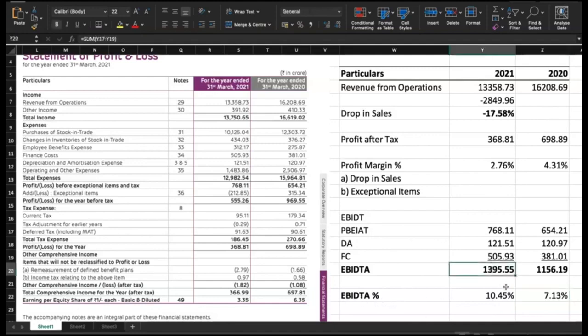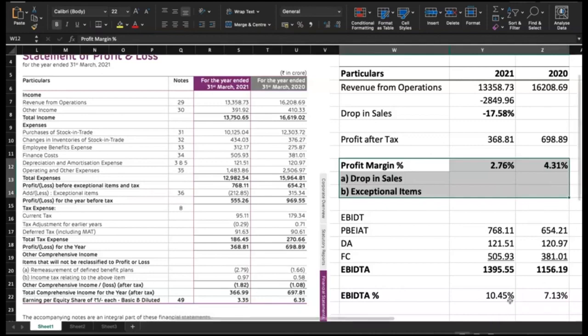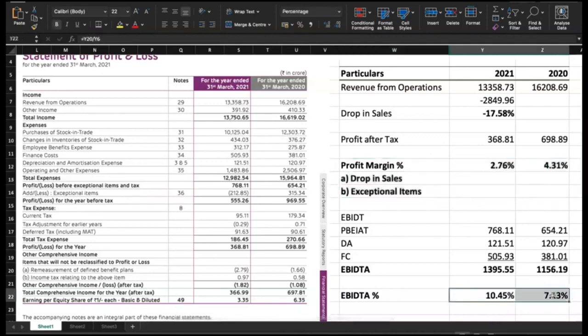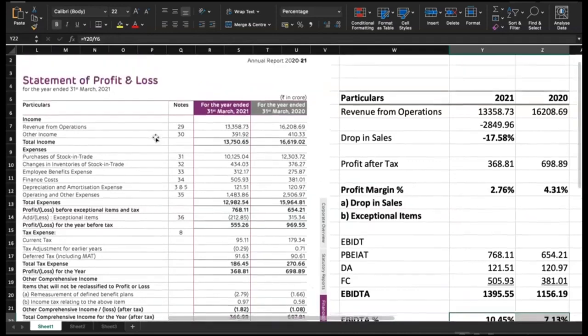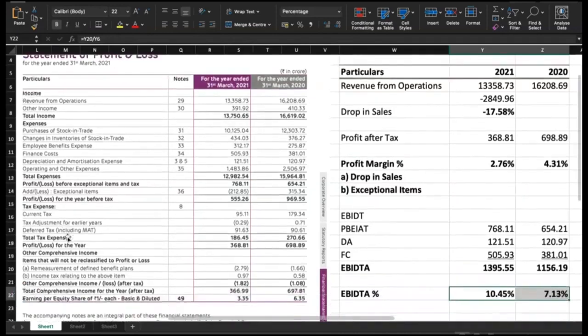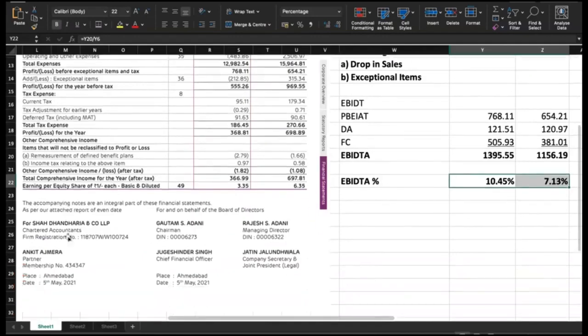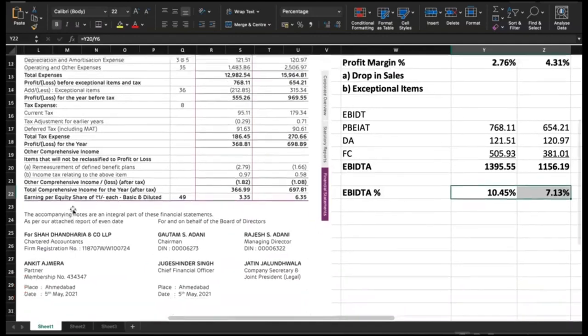We compared the EBITDA with the sales, okay, and it is 10.45% in the current year, whereas in the previous year it is only 7.13%. So what we have computed now is, one is the profit margin and the other one is EBITDA margin. Then we have to relate many items in this statement of profit and loss with balance sheet, and that will give us a lot more information. Let's see what are the other things.